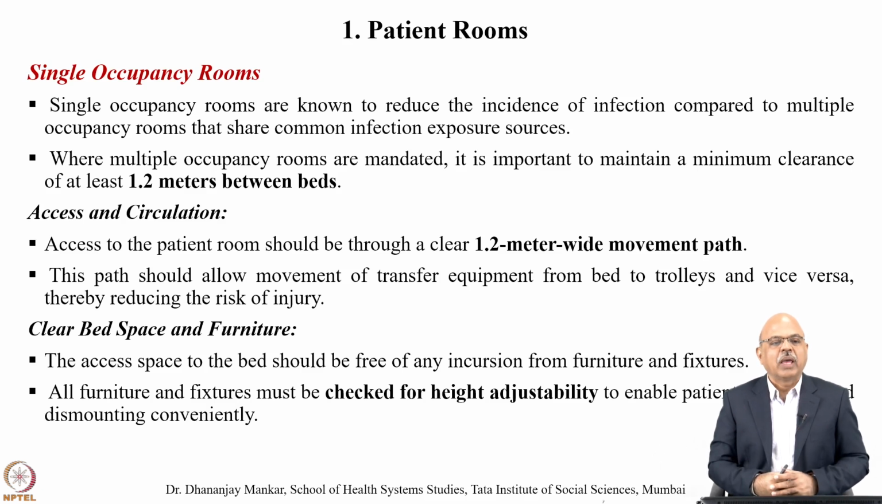infection. Access and circulation, where you find access to patient rooms should be through a clear 1.2 meter wide movement path, where the patient's relatives and the healthcare providers need to get access and circulation in dealing with the patient. This pathway should allow movement of transfer equipment and bed to trolley and vice versa, which reduces the risk of injury of the patient. Clear bed space and furniture.